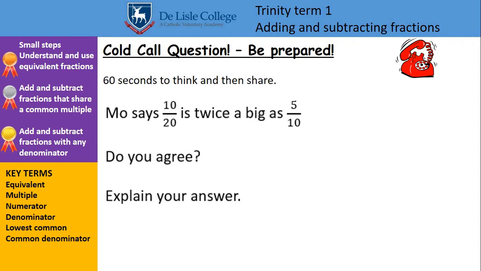So hopefully this one then becomes a little bit clearer. Mo says 10/20 is twice as big as 5/10. Do you agree? And why, or why do you perhaps not agree if you think Mo is wrong?